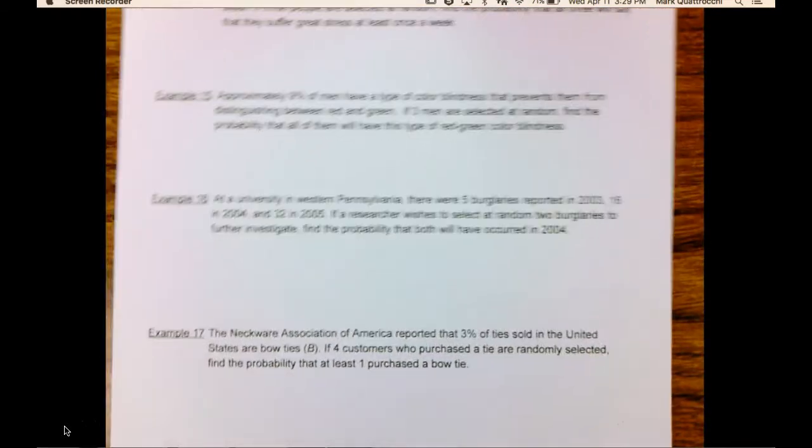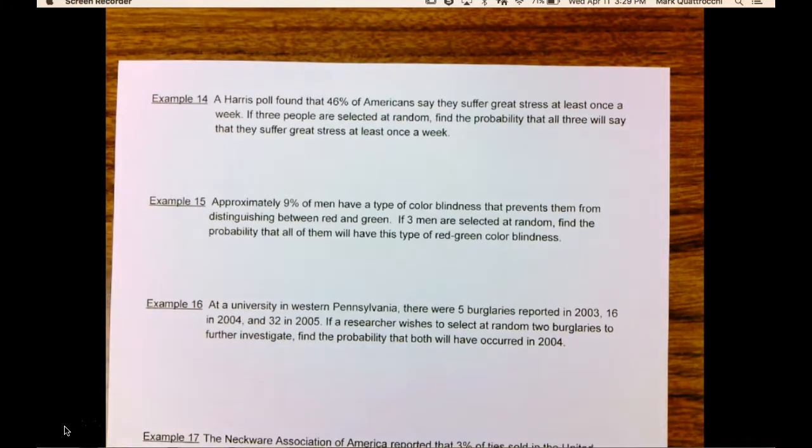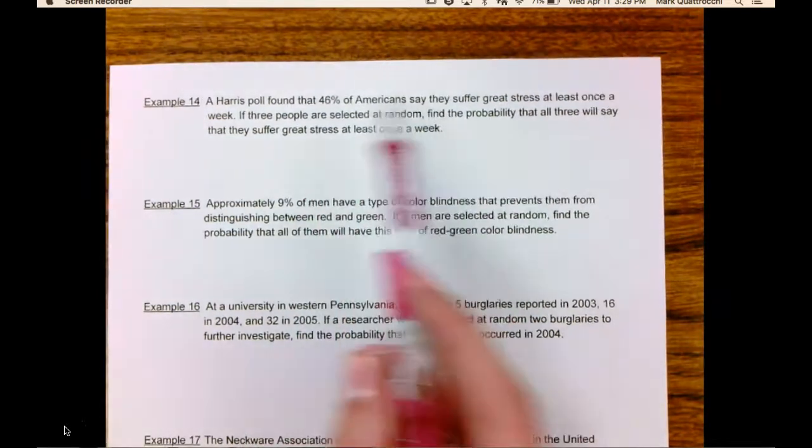A Harris poll found that 46% of Americans say they suffer great stress at least once a week. If 3 people are selected at random, find the probability that all 3 will say that they suffer great stress at least once a week. So these are independent events.